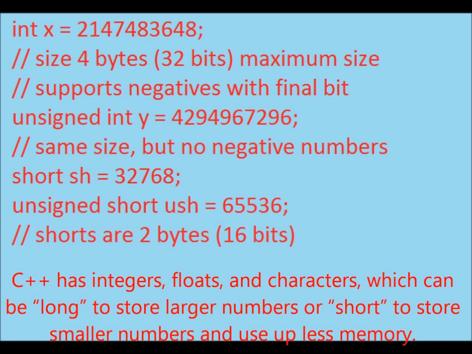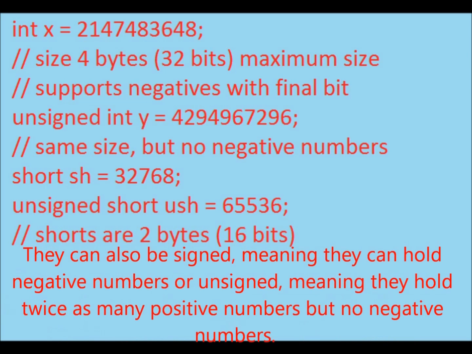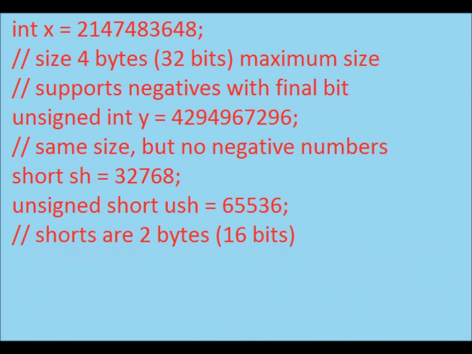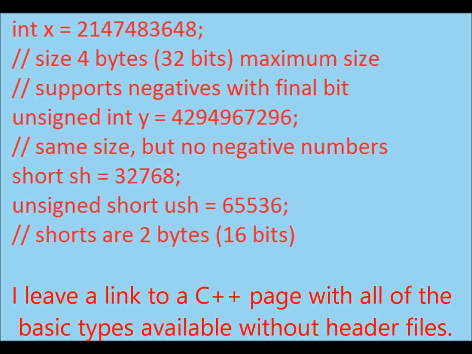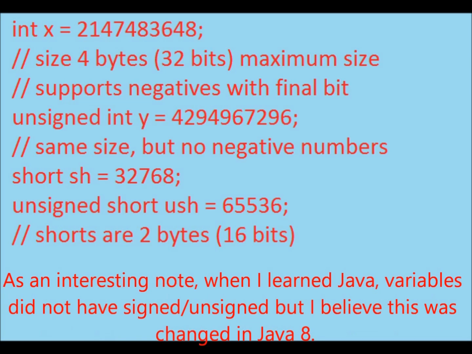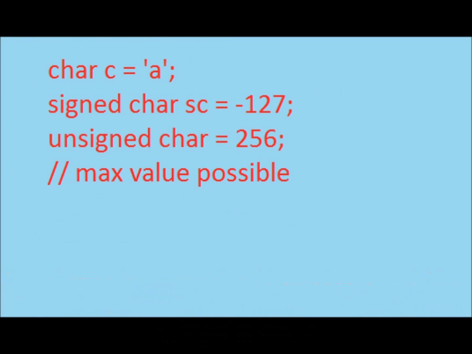C++ has integers, floats, and characters, which can be long to store larger numbers or short to store smaller numbers and use up less memory. They can also be signed, meaning they hold negative numbers, or unsigned, meaning they hold twice as many positive numbers but no negative numbers. I leave a link to a C++ page with all of the basic types available without header files. As an interesting note, when I learned Java, variables did not have signed or unsigned, but I believe this was changed in Java 8.